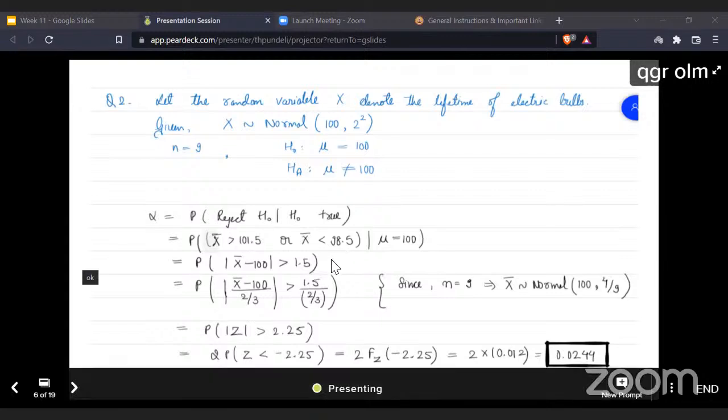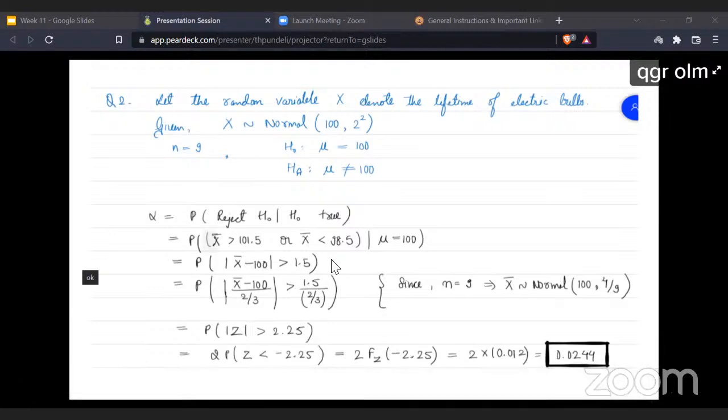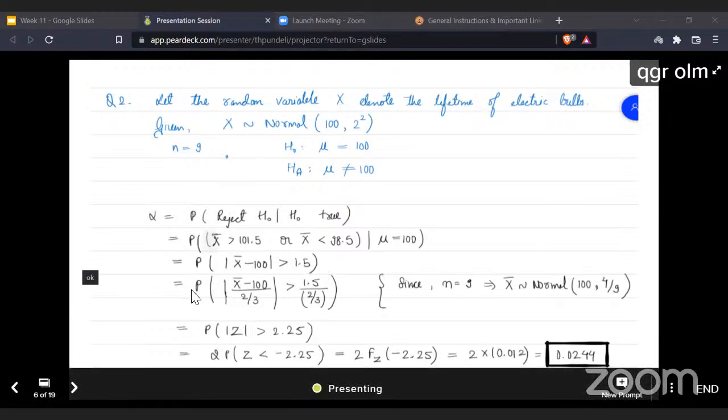Till the third step, is it clear? Yes, ma'am. Okay. So whatever we have done previously, the same thing we are going to use. We have to divide this by the standard deviation now. It is going to be 2 divided by 3, because the standard deviation was 2 and n was given to be 9. So it becomes 2 by 3. Same thing we are going to do on the right hand side. It becomes 1.5 divided by 2 by 3. And if you solve it, it comes out to be mod of z greater than 2.25.